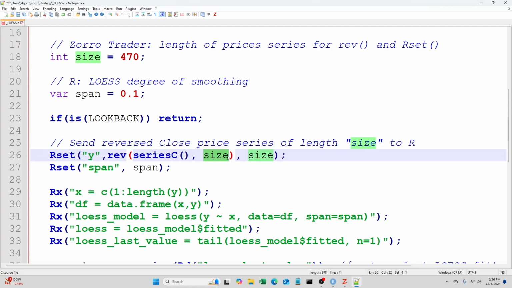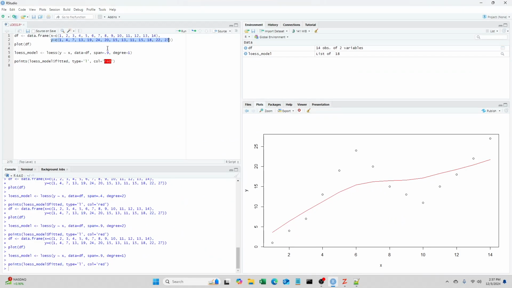But why twice? Well, because in Zorro Trader we have zero indexed arrays. In Zorro Trader, price close of index 0 is the last price, while in R the index 0 is the first one. So R and Zorro work in an exactly opposite fashion when it comes to array indexing, right?